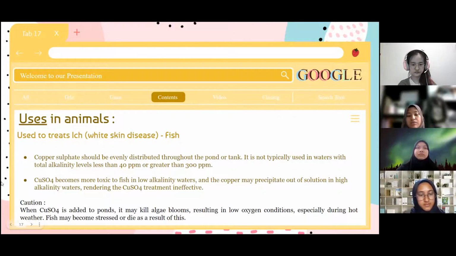Caution: when copper sulfate is added to ponds, it may kill algae blooms, resulting in low oxygen conditions, especially during hot weather. As a result, fish may become stressed or die.